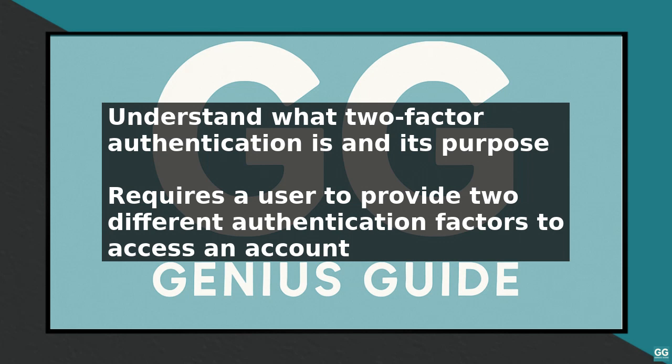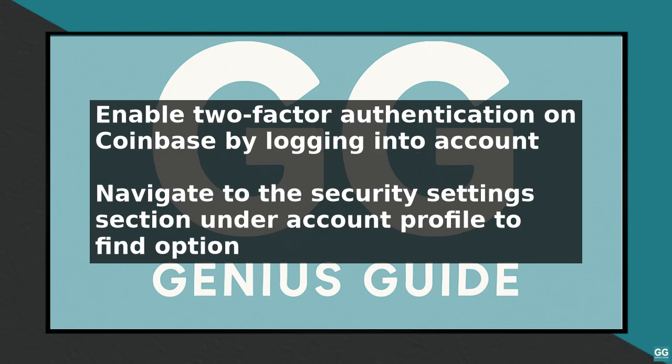It is a security process that requires a user to provide two different authentication factors to access an account or system. On Coinbase, this typically involves a password and a verification code sent to your phone or generated by an authenticator app. To enable two-factor authentication on Coinbase, start by logging into your account.